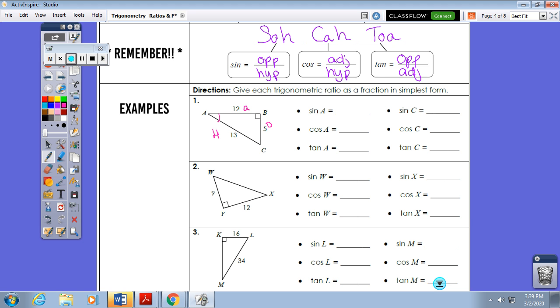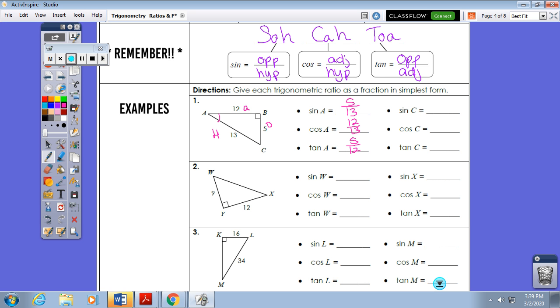Sine of A, opposite over hypotenuse, would be 5 over 13. And then cosine of A would be 12 over 13. Tangent of A would be 5 over 12.